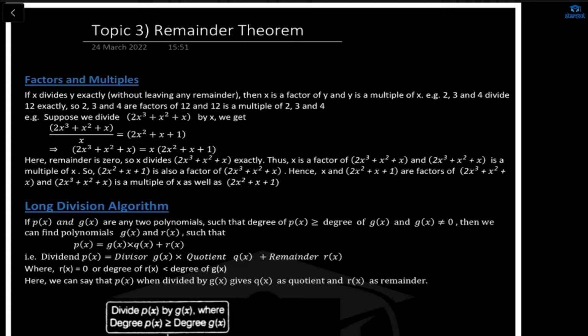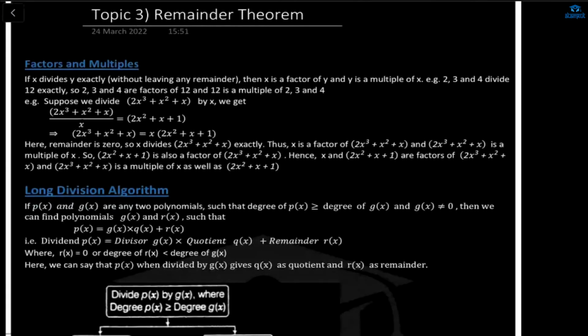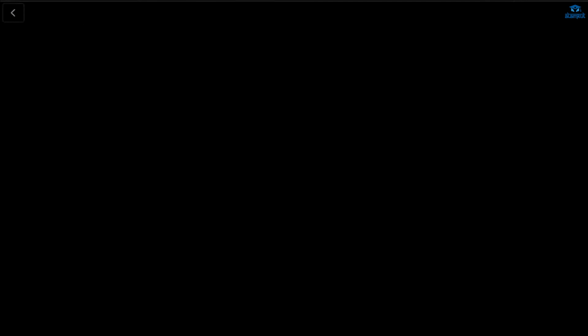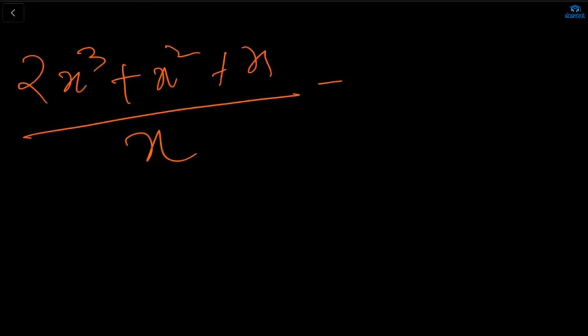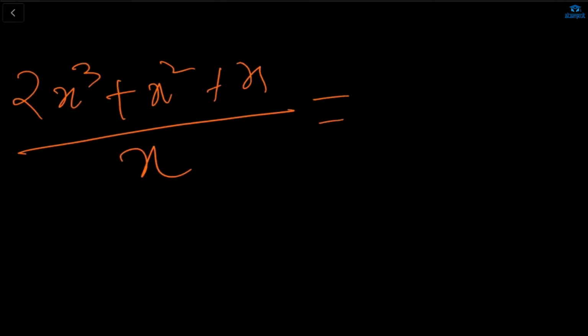Understood, everybody? Now, for a polynomial, you can see on your screen, suppose we divide 2x cube plus x square plus x. So this is a polynomial. We are dividing it by x. If you divide it by x, what will you get? Arham, can you tell me what you will get? Ma'am, it will be 2x square plus x plus 1. 2x square plus x plus 1.